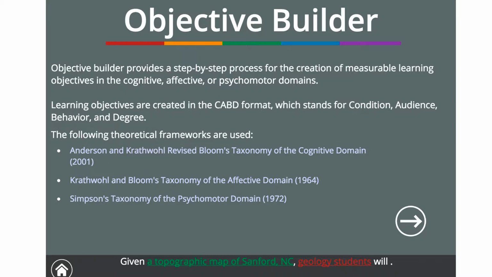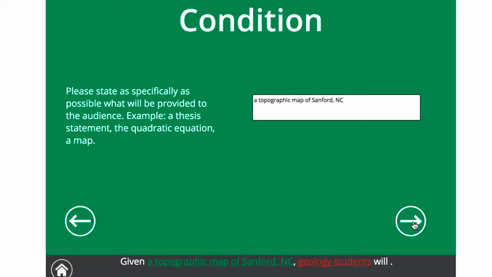In order to navigate through the applet, you can use the right arrow to go to the next page, or the left arrow to go to the previous page. I'm going to skip past the first 2 pages and go to the very first step of the tutorial. The first thing you will do is identify the condition. That is, you're going to specify exactly what you're going to give the audience to learn the material with.